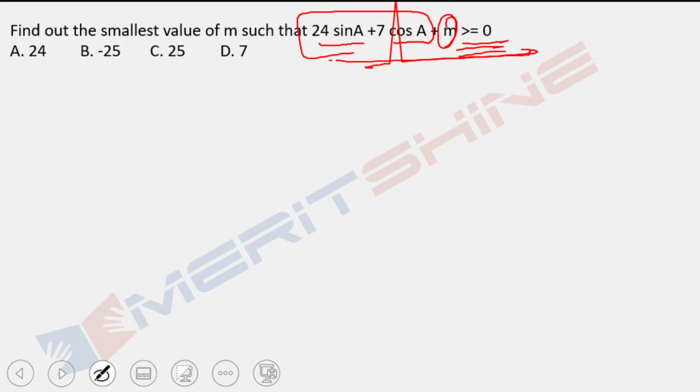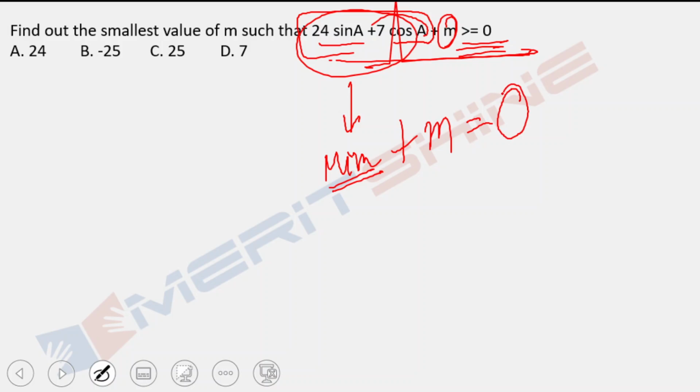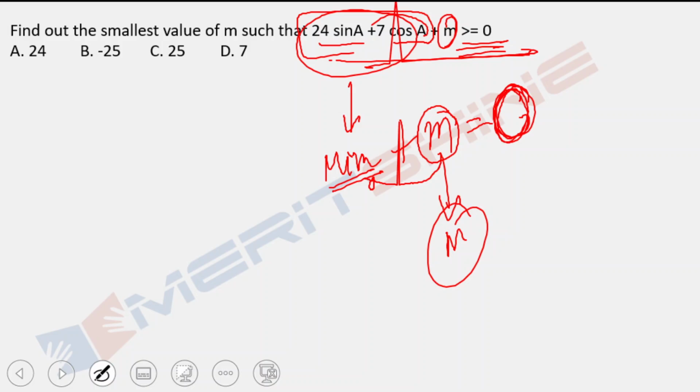So if this is the condition that has to be satisfied, and it has to be greater than equal to 0, so whatever value is minimum of this expression, plus m value should be at the least 0. Whatever would be minimum plus m, which gives 0, would be the minimum value of m. It cannot go beyond that.